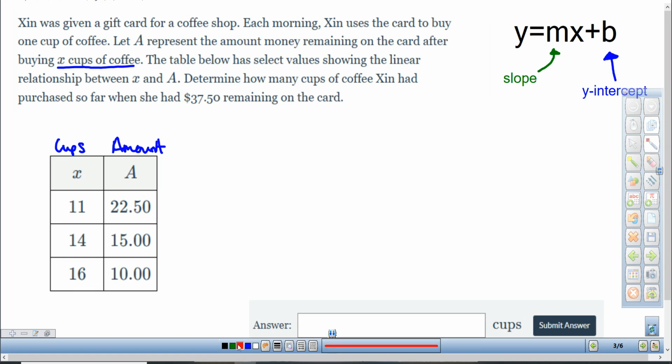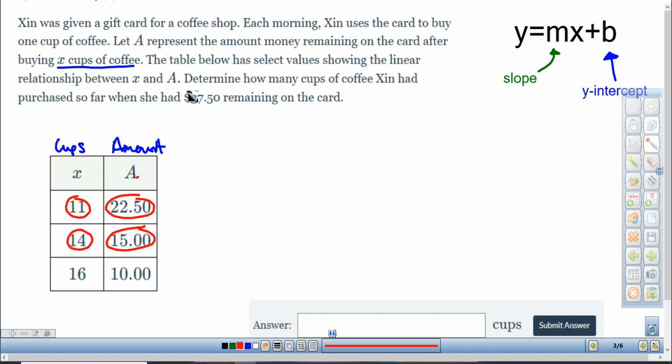And so what happens is, as the cups of coffee increases, as Sheen has bought 11 cups of coffee, the amount on the card is now $22.50. Sheen bought 14 total cups at this point, accumulative, not all at once. And now it's down to $15. And that makes sense. The amount on the gift card should be reducing as Sheen buys more coffee.